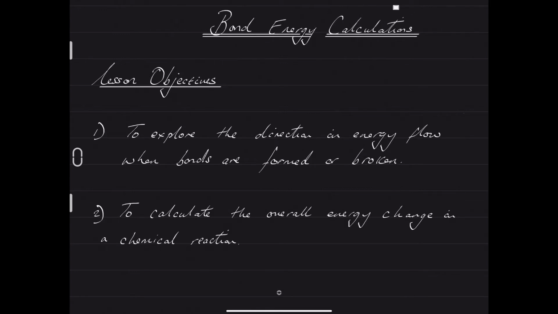The next learning objective is to calculate the overall energy change in a chemical reaction. So when we know the direction in which energy is flowing when bonds are broken or bonds are formed, then we need to make a calculation to give us the overall energy change in a chemical reaction.